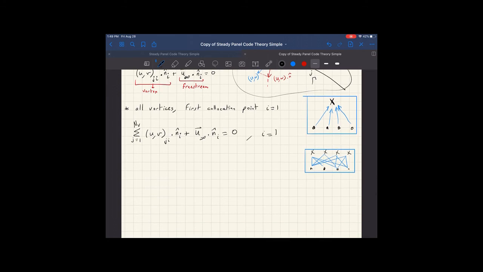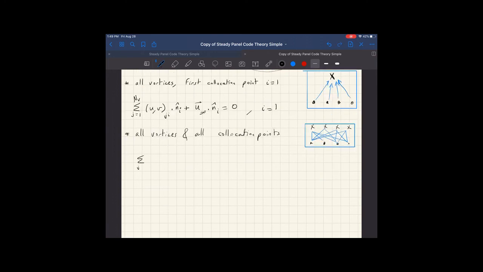So now let's up the complexity to the full problem. We want to look at all vortices and all collocation points. It's the same sort of equation again, so I'm just going to rewrite it here. Plus u infinity dot ni equal to 0. However, i takes the values of 1, 2, up to NC, so all the control points.